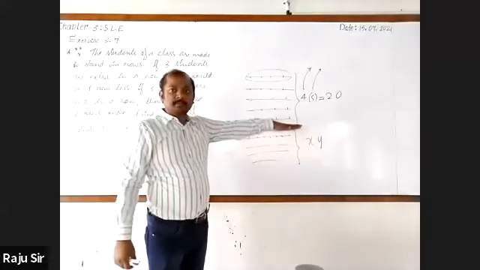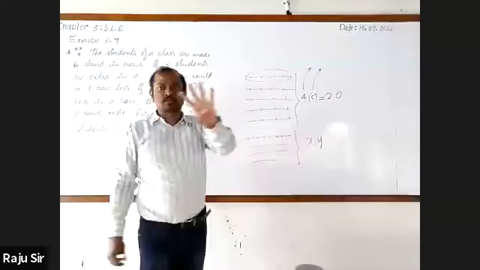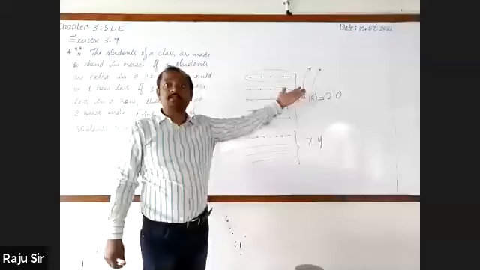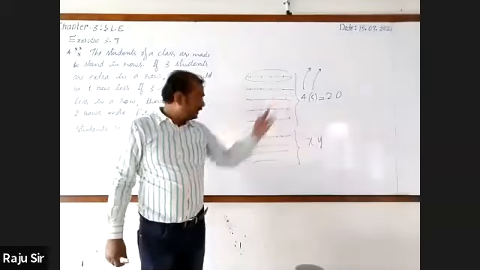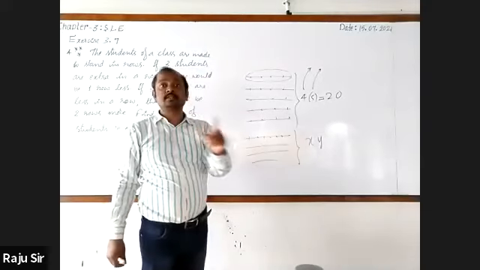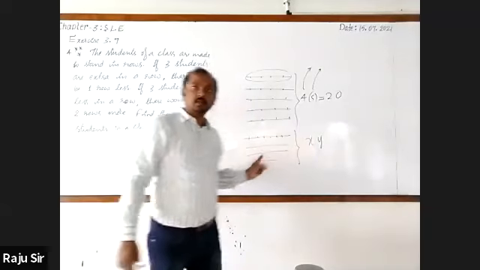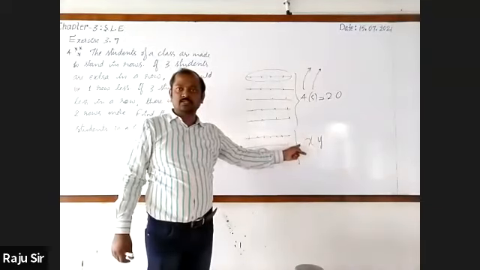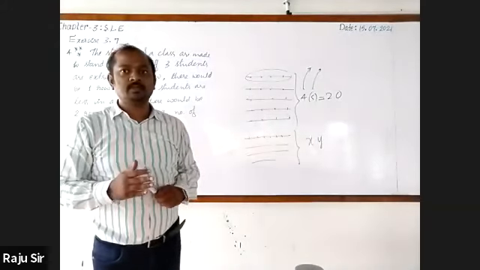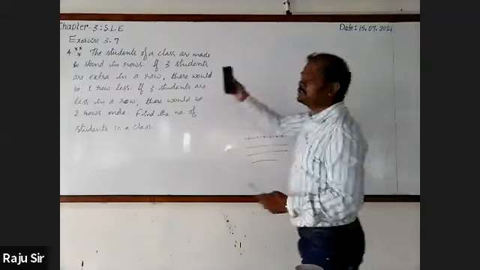First, one simple example. There are 5 desks, and in each desk 4 students are there. So 5 into 4, it is 20. That is the total number of students. If I take the number of rows as X and the number of students in each row as Y, then the total number of students will be rows into number of students in each row. That is xy. Clear? Any doubt? No doubt. Now, I'll go for the given situation.